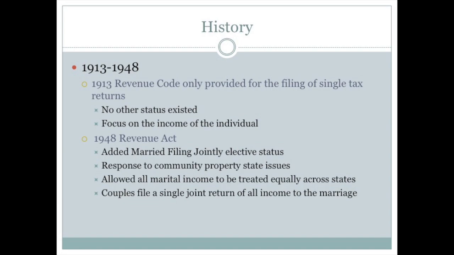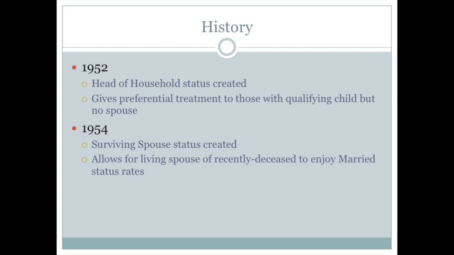This was in response to the community property state issues, as well as some tax cases such as Lucas v. Earl, in which an attorney and his wife signed a contract so as to make the earnings from his cases joint between the two. 1952 was the next development to the tax code's filing statuses. That was when the head of household status was created.